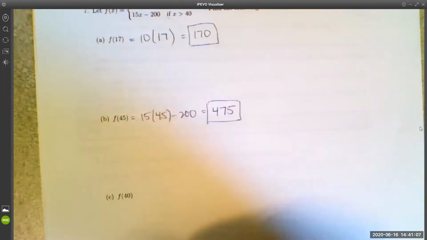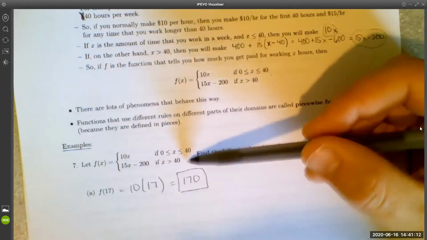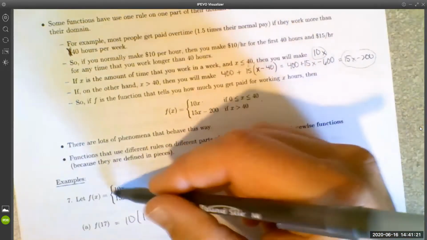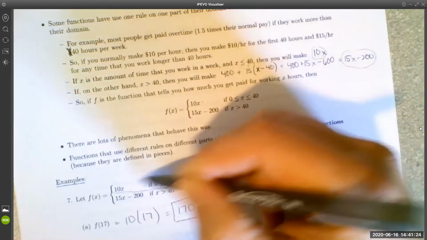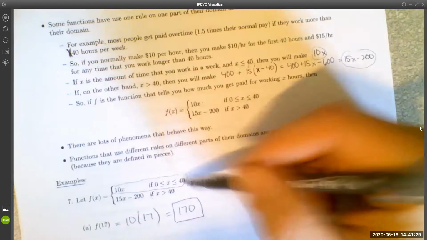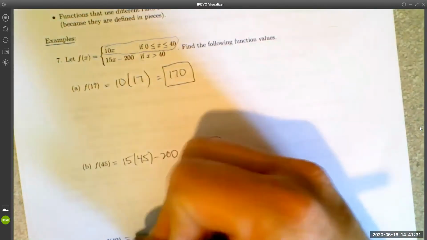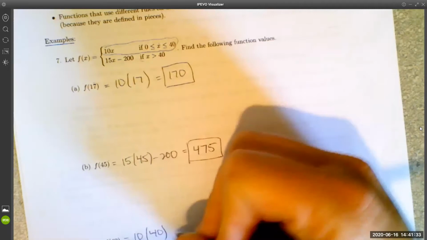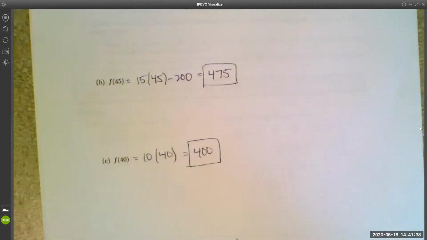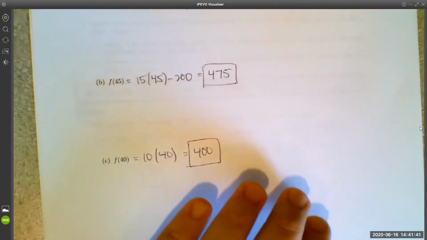What if you work exactly 40 hours in a week? Which rule should you use in this piecewise function? Well, if you're working exactly 40 hours in a week, then you're using the top rule, right? You use the top rule whenever x is between 0 and 40, including 0 and 40, right? So again, you would use the top rule. You'd say 10 times 40 is 400. So if you work exactly 40 hours in the week, then you make $400 that week, okay?